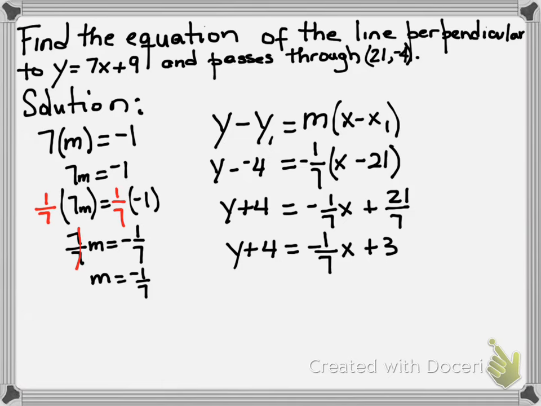At this point, we must isolate y, and we do the additive inverse of +4, which is -4. So, by doing so, the 4 nulls out on the left side, and we get y equals -1/7 x minus 1. That is the equation that is perpendicular to y equals 7x plus 9. Make sure you understand that, because now you have to try.